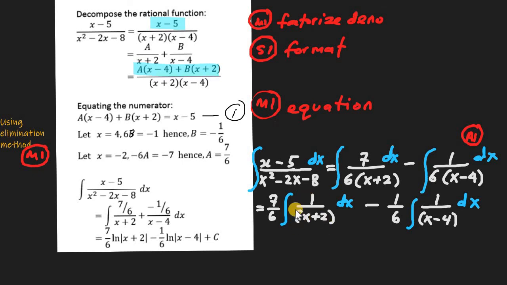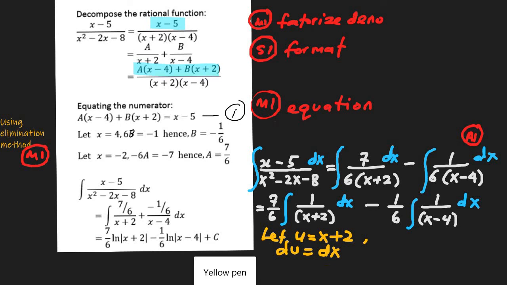So we can easily solve this by using a simple u substitution. For example, let u be x plus 2, and replace the x in terms of du. So du/dx is 1, so du is dx. As for this portion, don't call it u, let's call it something else. For example, let's call it y as x minus 4. So dy/dx is 1, so dy is dx. So we substitute all in terms of the variable.